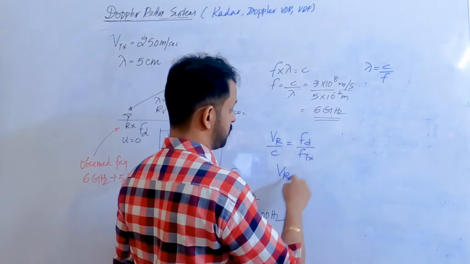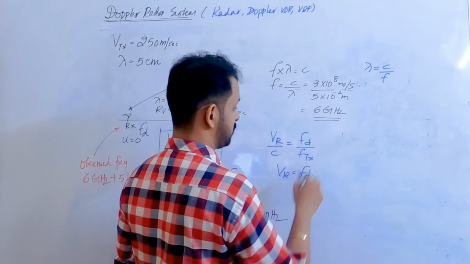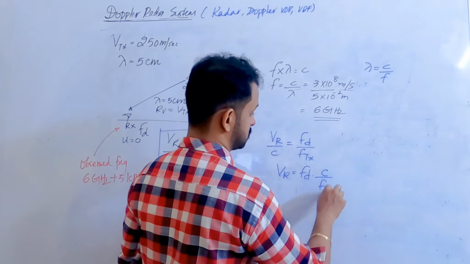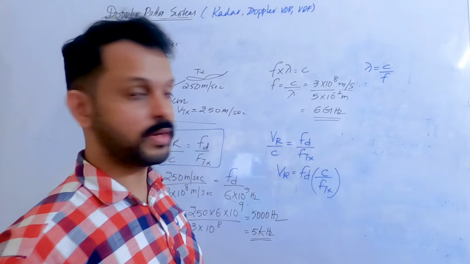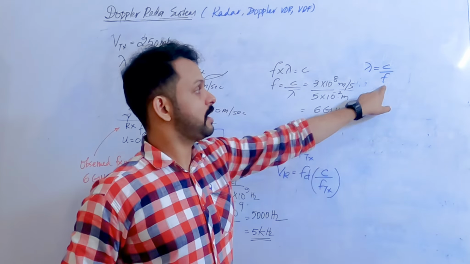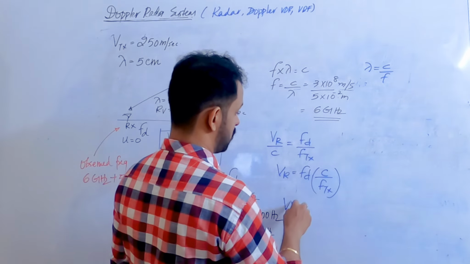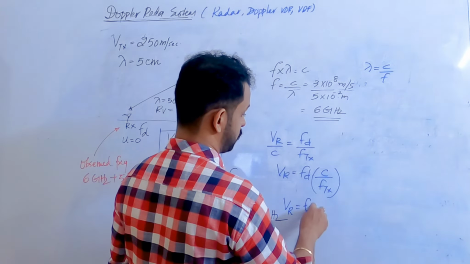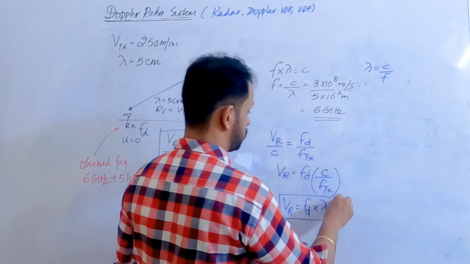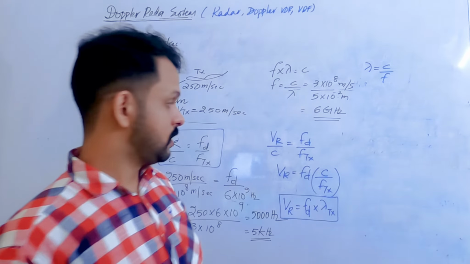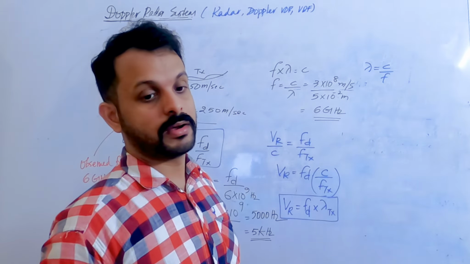So relative velocity is equal to frequency shift into c divided by transmitter frequency. I've just taken c all the way up. Now what is c by f, f of transmitter? Therefore this is basically the wavelength of transmission. So relative velocity is equal to frequency shift into wavelength of transmission. But that should be in meters. If this is meters per second, the wavelength has to be in meters and the shift has to be in hertz. That's how it works.